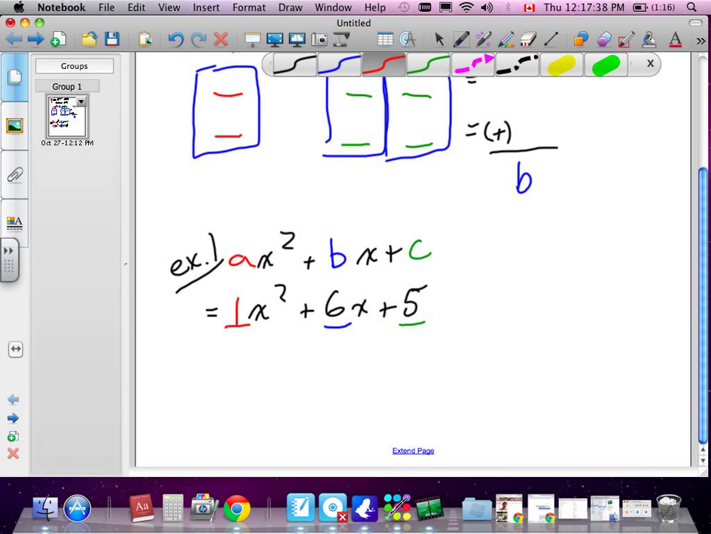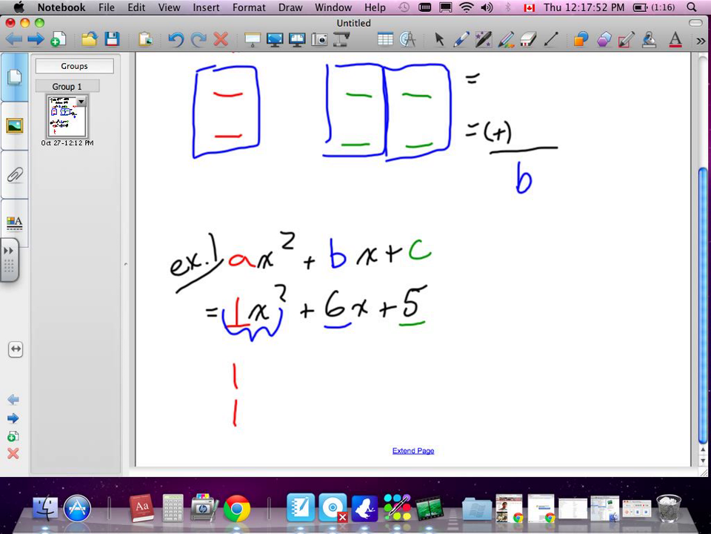So, what I'm going to do first is find the factors of 1. What are the factors of 1? 1 and 1. So, 1 and 1. Okay? Another way we can describe it is what are the factors of our first term? What are the factors of 1x squared? Yeah, 1x and 1x. Okay? So our options for 1x squared are 1x times 1x.